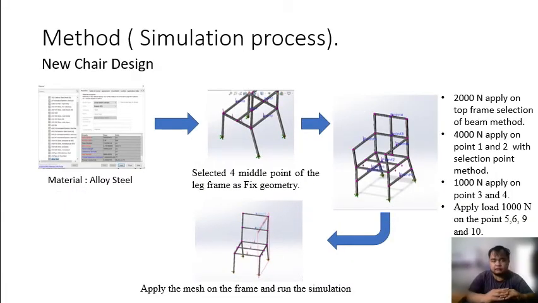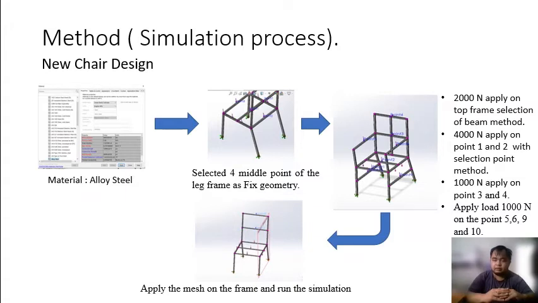Okay, this is the last process, which is the simulation on the new design shape. As we mentioned just now, we're going to use alloy steel, and select the 4 middle points of the leg frame as fixed geometry. Okay, we will select that.